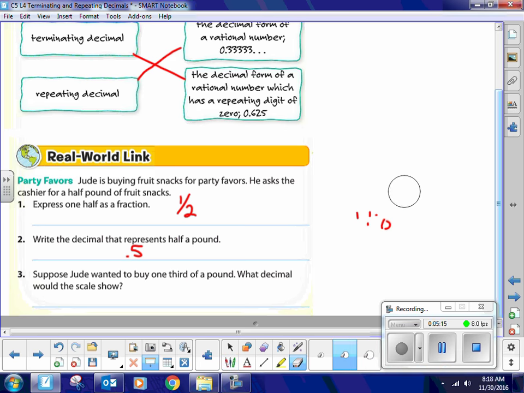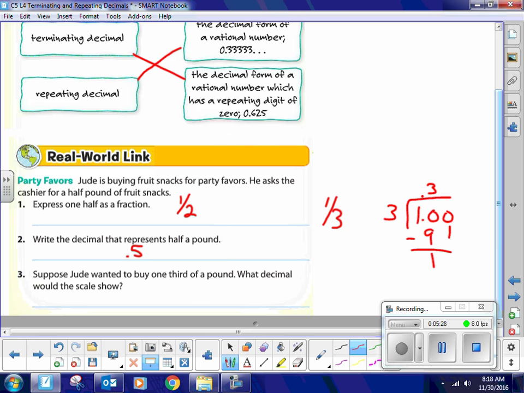Okay, now we have a third, right? Take the top and you divide it by the bottom, right? Now you should be able to almost tell immediately what this is going to do. All right, see what it's going to do? It's just going to keep repeating. And the way that we represent that is with the bar. They call this the bar notation.